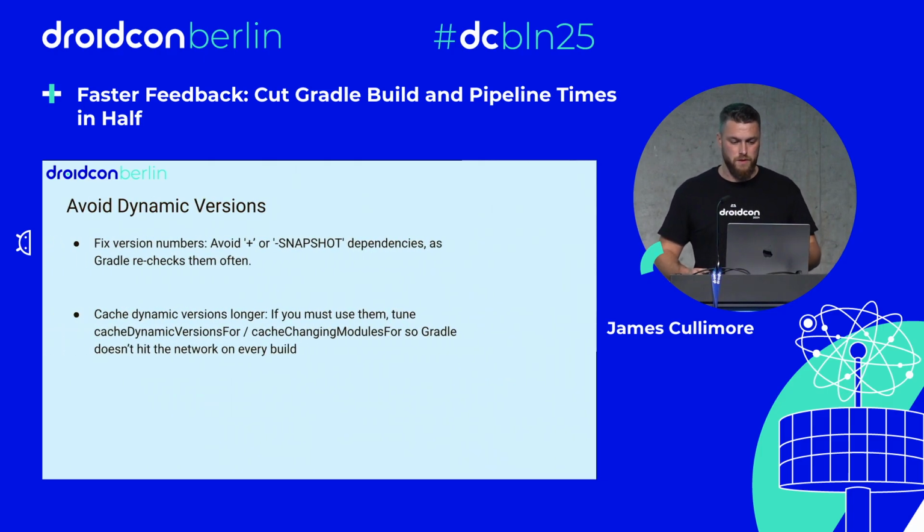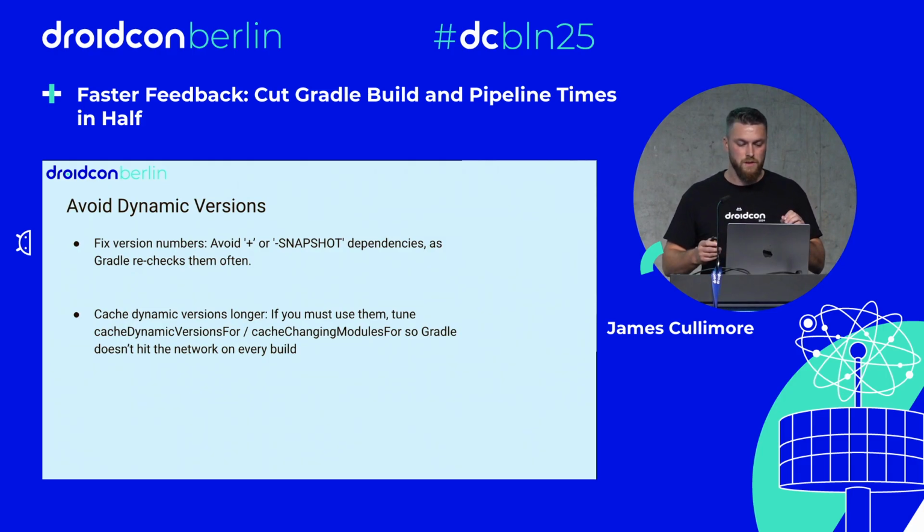Avoid dynamic versions. Dynamic versions can be convenient during development, as you don't have to manually bump versions, but Gradle will check for updates every build, which can add several seconds or more per dependency. For production or even normal development, it's much faster to pin exact versions. This allows Gradle to reuse cached artifacts, skipping unnecessary network calls. It's a small tweak that can save noticeable time on large multi-module projects with many dependencies. Every cached artifact counts when builds are repeated dozens of times a day.